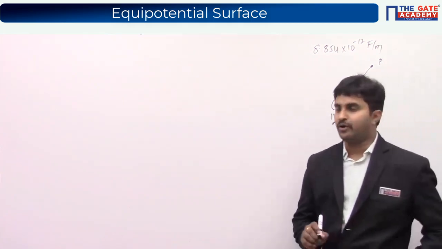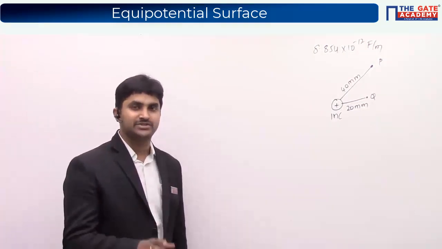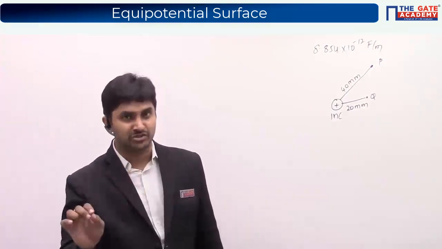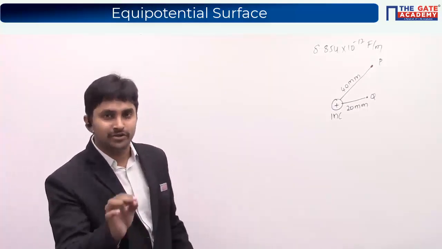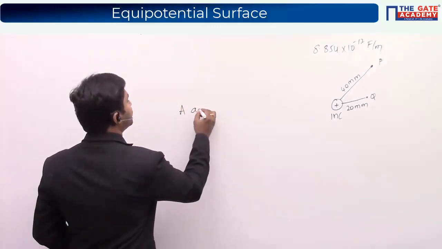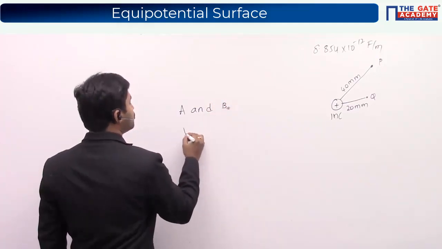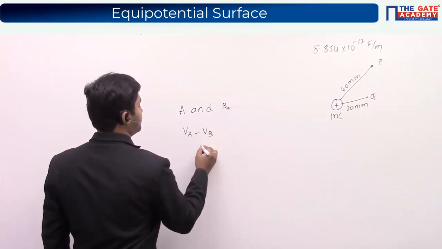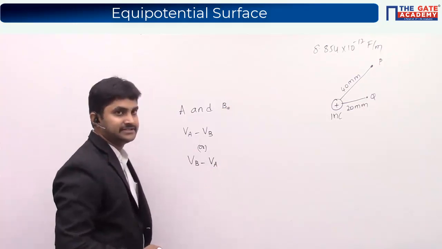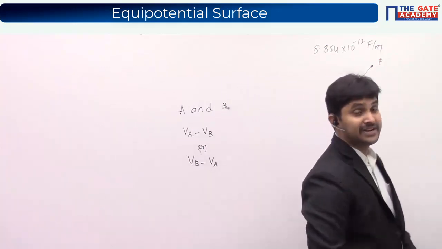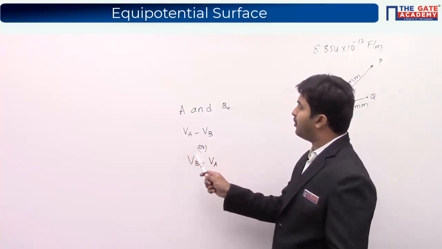One question I wanted to ask you, because I have seen that students get confused, and naturally so, because there is no clarity in the question. If the question asks to find the potential difference between A and B, would you do VA minus VB or VB minus VA?